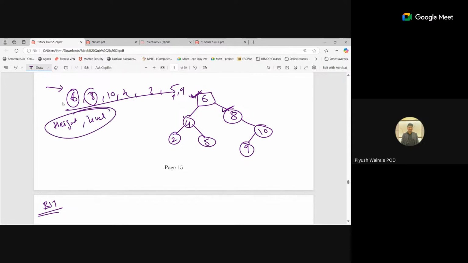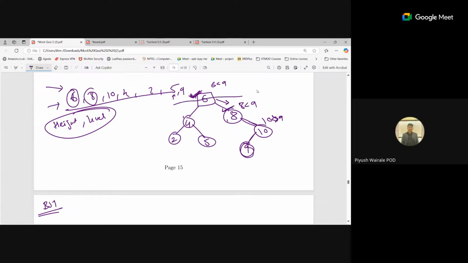Sir, can I ask something? Here you added 9 to the left of the 10. Why can't we take it on the right of 2 or the right of 5? No, first we compare with the root node, right? 9 is greater than 6, so it will go on the right side. Again compare with this one. 9 is greater than 8, again go to the right side. Compare with this one. 9 is less than 10, so go to the left side. We start from the parent or root node, then keep on comparing. Yeah, got it.